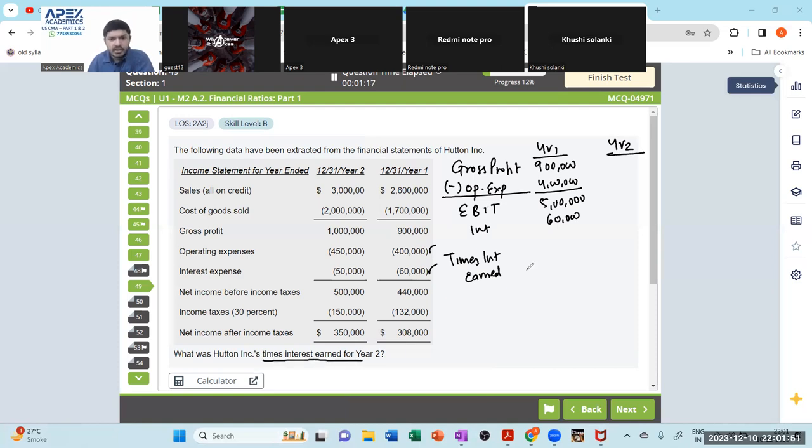They are asking for year 2. That's okay. So what is your answer? It is A divided by B. 5 lakhs divided by 60,000. What is your answer? 8.33. Sir, why are you doing it for year 1? So that I can do a comparison of this company's financial performance.